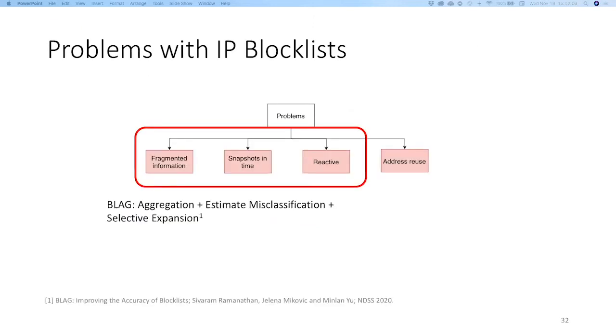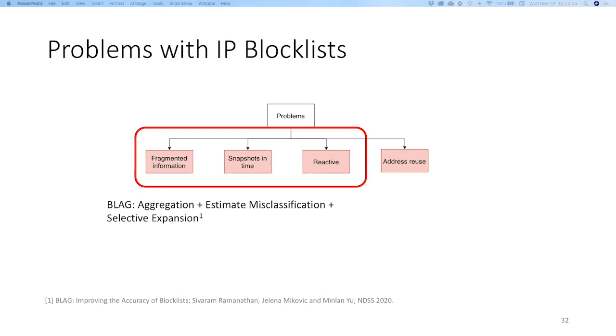So revisiting all our problems, I'll be talking about two of our research works which deal with these problems. For the first three problems, we propose BLAG, which uses a technique of aggregation, and it uses a recommendation system to estimate the misclassifications in the aggregated blocklist.